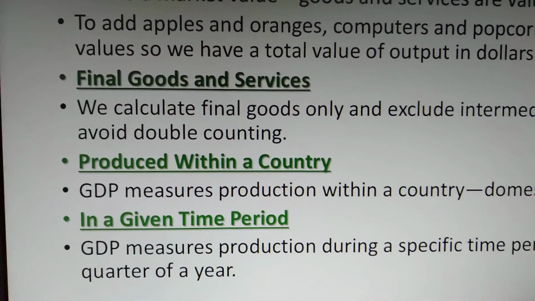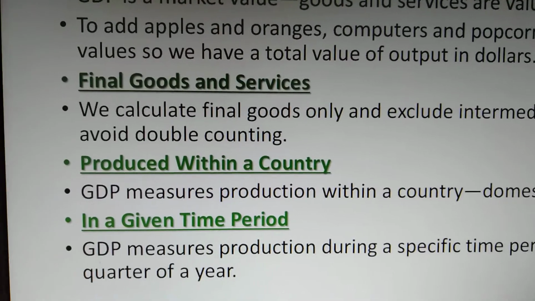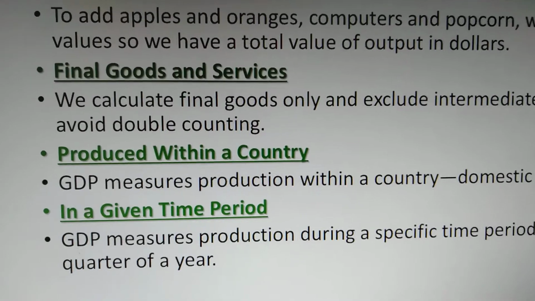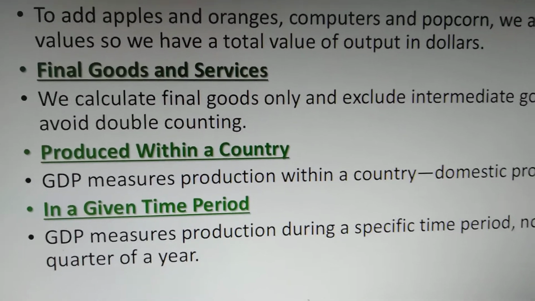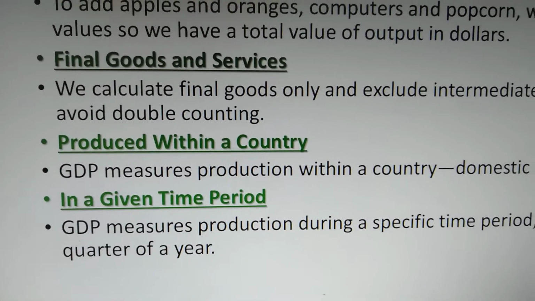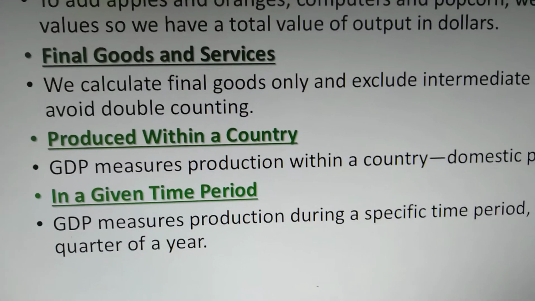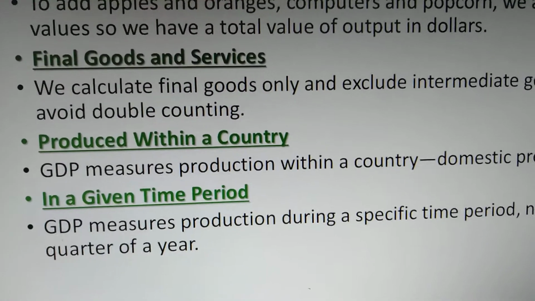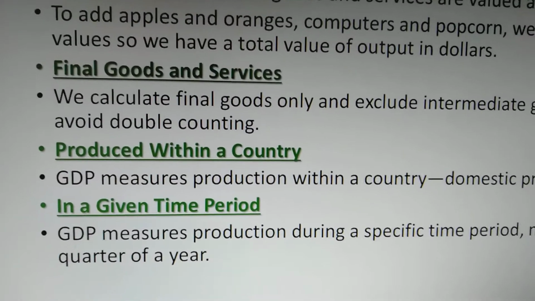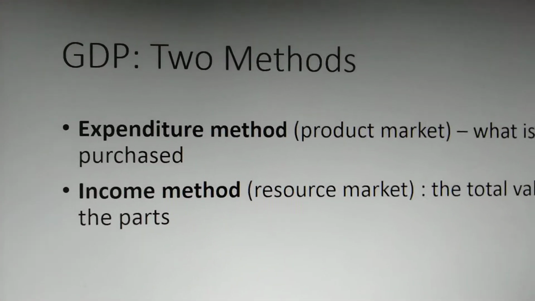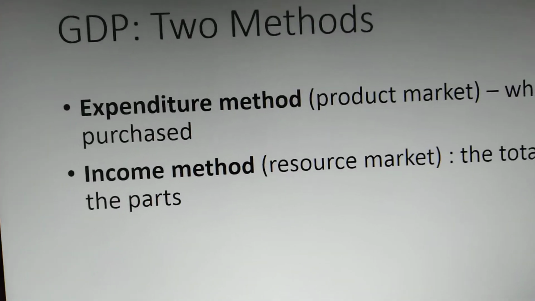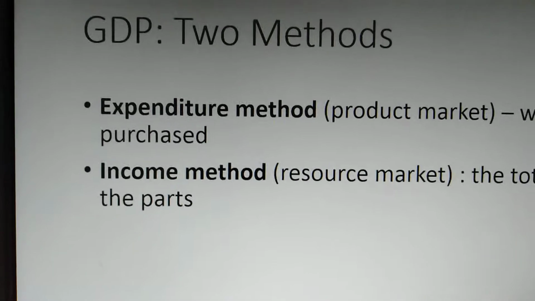What does it mean, produced within a country? It means we are calculating the production produced inside the country, regardless of who is producing or the nationality of the producers. In a given time period, it means we calculate the production produced during a certain period, like a year or 6 months. So we will not calculate the production for previous years. When we calculate GDP, we can calculate it using many methods. Two of them are the expenditure method and the income method.